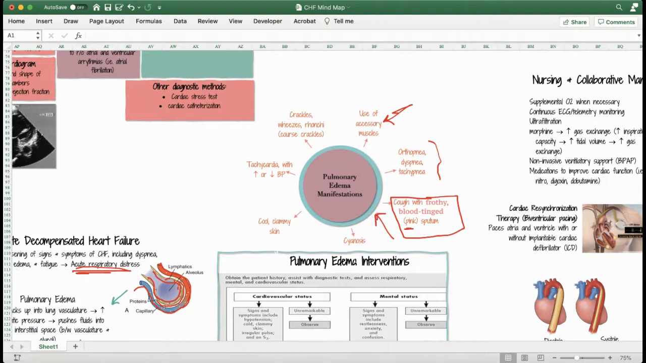This does actually come up on tests a lot, whether it comes up on your test or NCLEX, I don't know. It came up in a bunch of mine. Cyanosis, because you're not getting enough gas exchange, you're not getting enough perfusion, right? And then cool and clammy skin, same thing. Tachycardia is just your body trying to compensate for the decrease in cardiac output. So you're going to have all of these signs and symptoms.